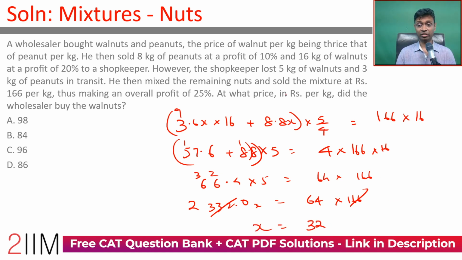At what price in rupees per kilogram did the wholesaler buy the walnuts? The price of walnuts is 3x, x is 32, 3x is 96. A tricky question, because we're talking about two different things, two different profit percentages, two different quantities, and then something goes wrong, and then there's the remaining he sells at a price to get to a profit.